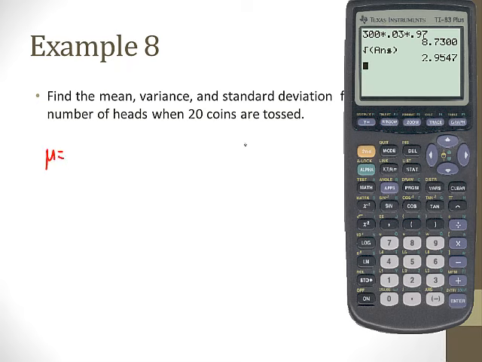We have n is 20. Probability I get a head is what? 0.5. Half are heads, half are tails. So the probability of me getting a head is a half, probability of getting tails a half. So again, the mean is n times p, 20 times 0.5, 10.